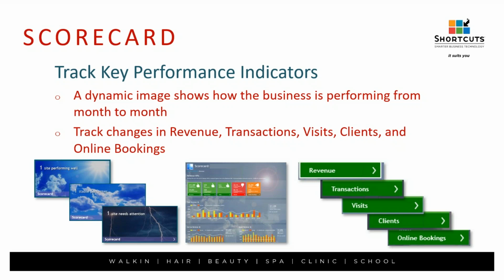When you go into the scorecard, Shortcuts gives you a breakdown on 5 important categories. How's your revenue trending, transactions, visits? So that's actually the time between visits, your clients, and your online bookings. So those 5 key performance indicators will give you a sense as to how your business did from month to month and even how you did from year to year against the industry averages.